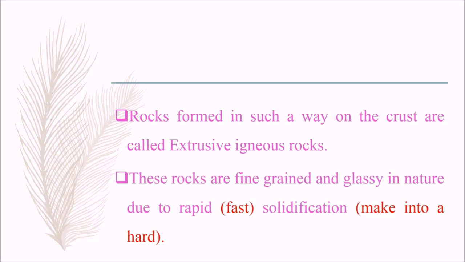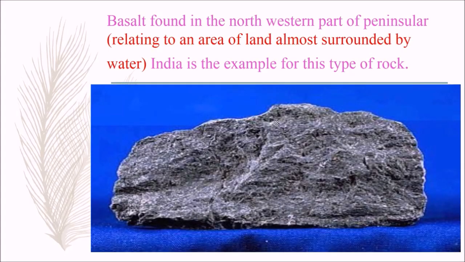These rocks are fine grained and glassy in nature due to rapid solidification. Here rapid means fast, solidification means make into a hard. Basalt, found in the northwestern part of peninsular India, is the example for this type of rock. Here peninsular means relating to an area of land almost surrounded by water. Here we can see the picture of basalt.